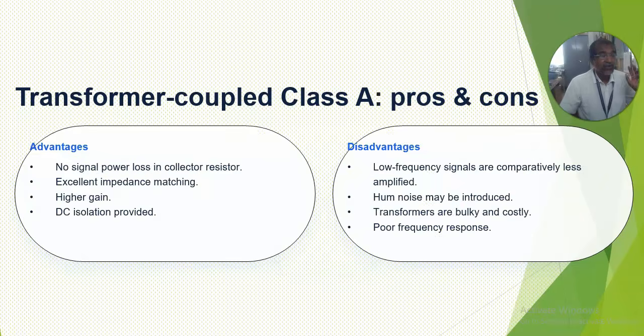The advantages: no signal power loss in the collector resistor, excellent impedance matching, high gain, and DC isolation is provided. Whereas the disadvantages: low frequency signals are comparatively less amplified, hum noise may be introduced, transformers are bulky and costly, and there is poor frequency response.